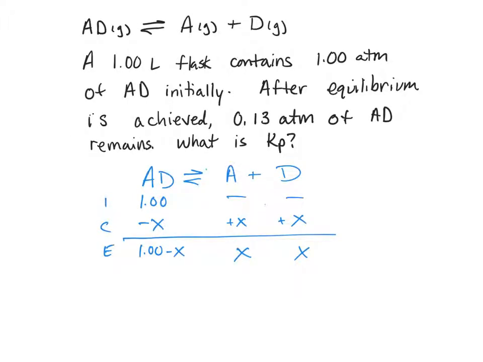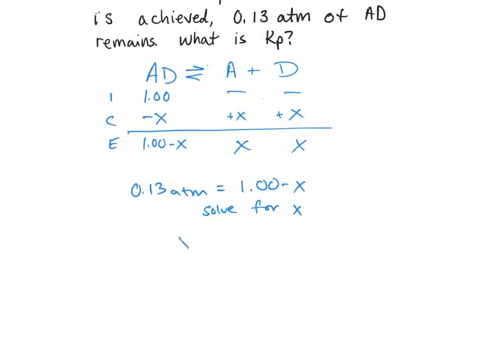For A and D. But we're told that after equilibrium has been achieved, there's 0.13 atmospheres of AD left. And so we know that that is equal to 1 minus x. So we can solve for x. We'll get x is equal to 0.87. And then we can plug into Kp.